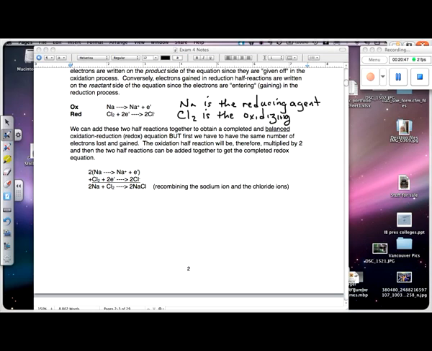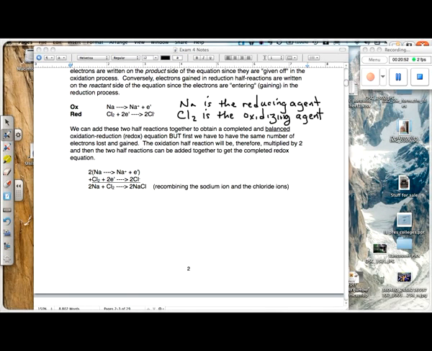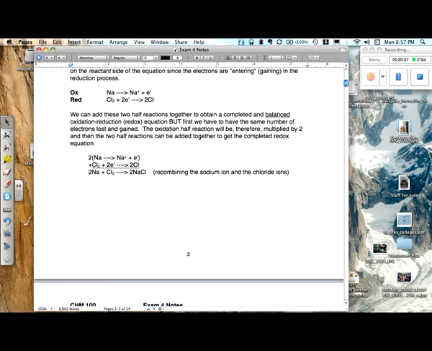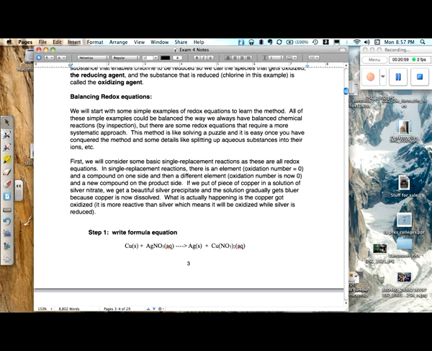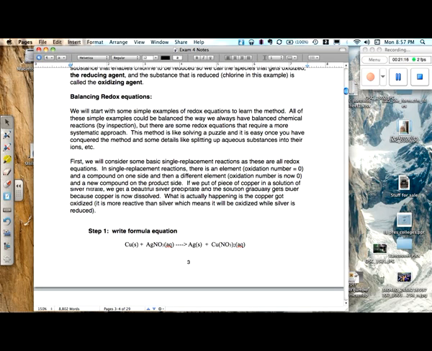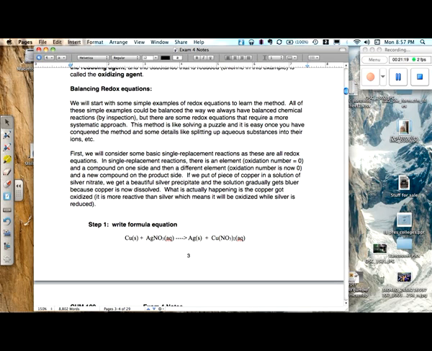Okay? All right. A little bit of vocab. Okay, all right, so here we go. We are going to learn the method. There are some easy redox equations that we don't need to use the method for, but we're going to start off with some easy ones so you can get the method down without having to deal with a more complicated example.